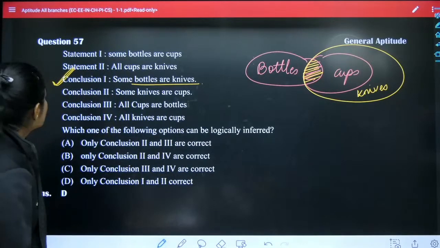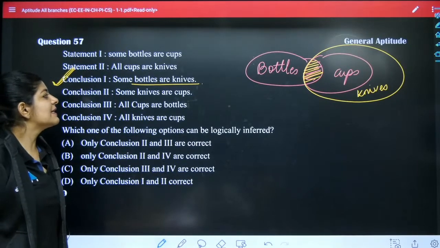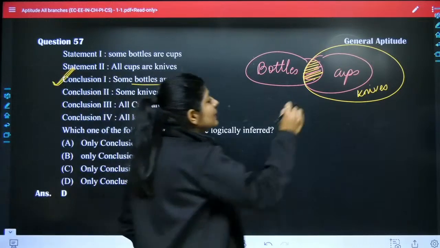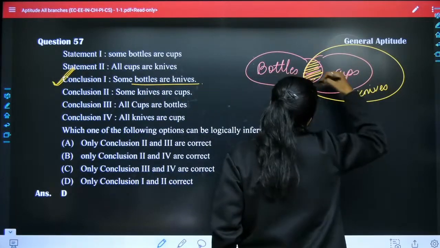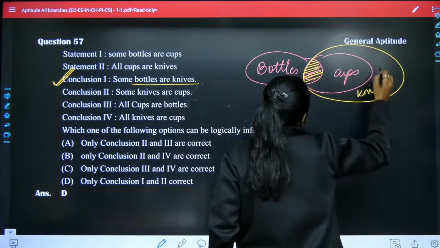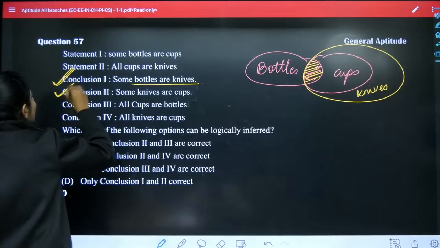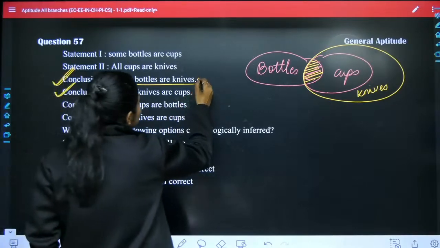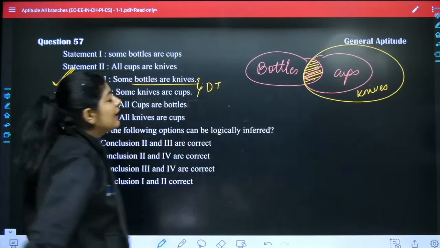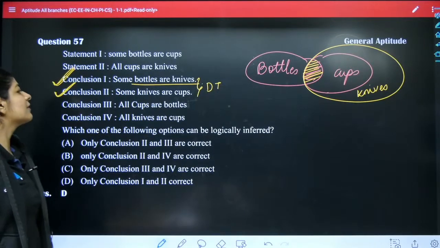Conclusion 1 follows. Conclusion second says some knives are cups. Yes, this mutual part of knives are cups. That means conclusion second also follows. That means both of these are definitely true, right? Now we need to check conclusion third.